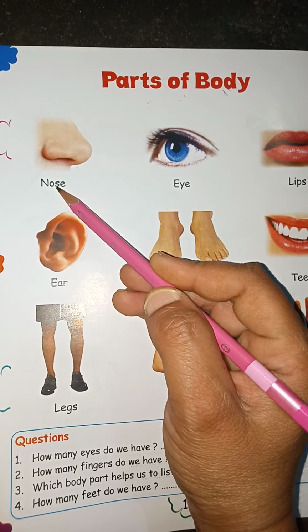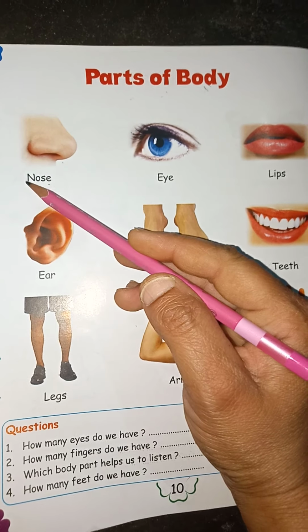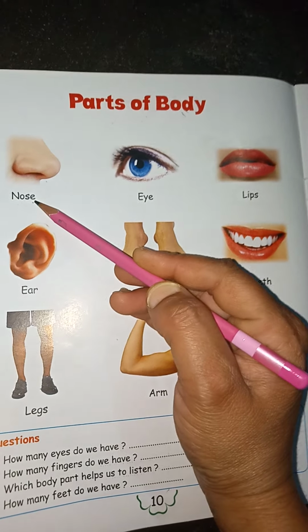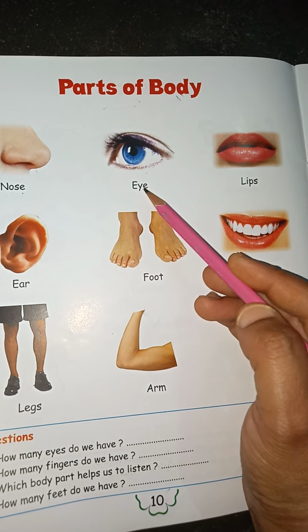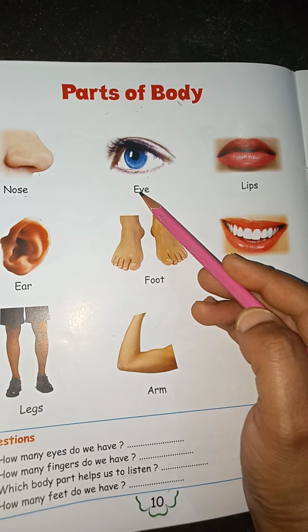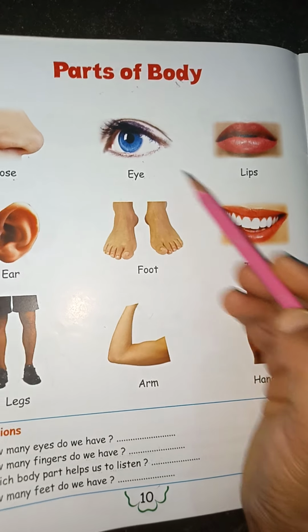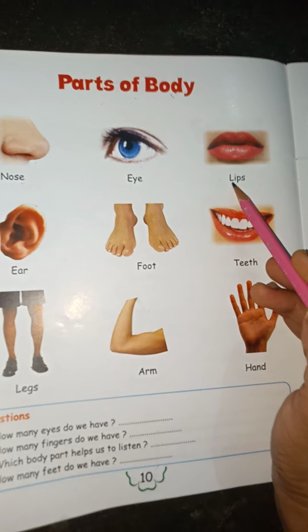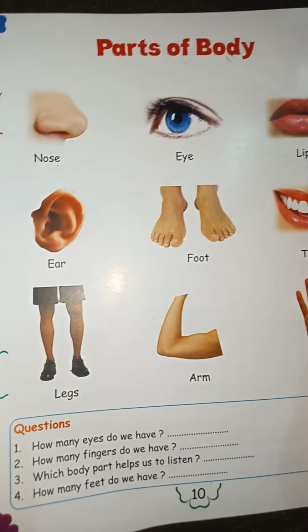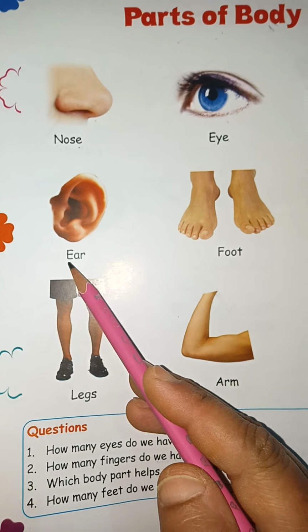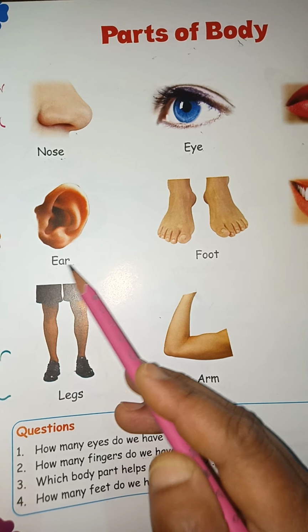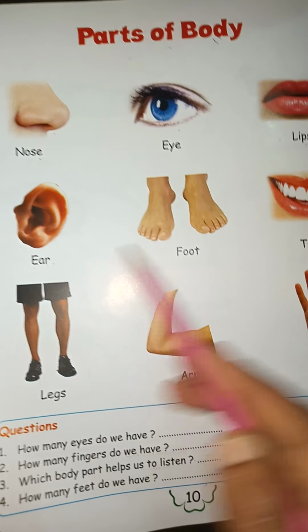Nose, N-O-S-E, nose. Next one is eye, E-Y-E, eye. Lips, L-I-P-S, lips. Ear, E-A-R, ear.